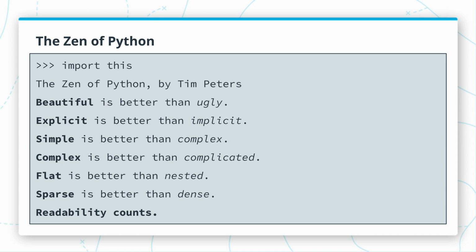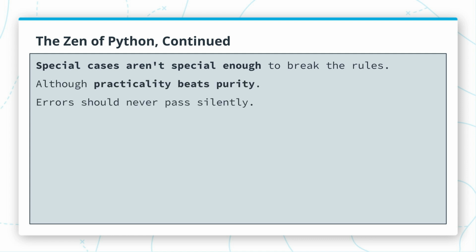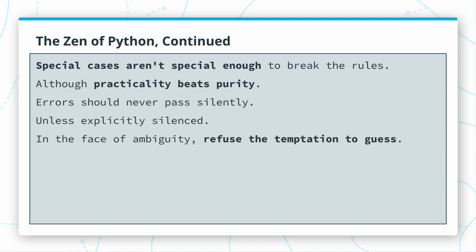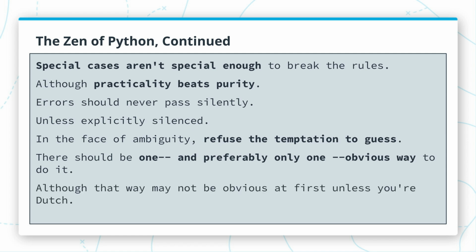The Zen of Python continues. "Special cases aren't special enough to break the rules, although practicality beats purity. Errors should never pass silently, unless explicitly silenced. In the face of ambiguity, refuse the temptation to guess. There should be one, and preferably only one, obvious way to do it, although that way may not be obvious at first, unless you're Dutch." A joking reference to the fact that van Rossum and other creators were Dutch.